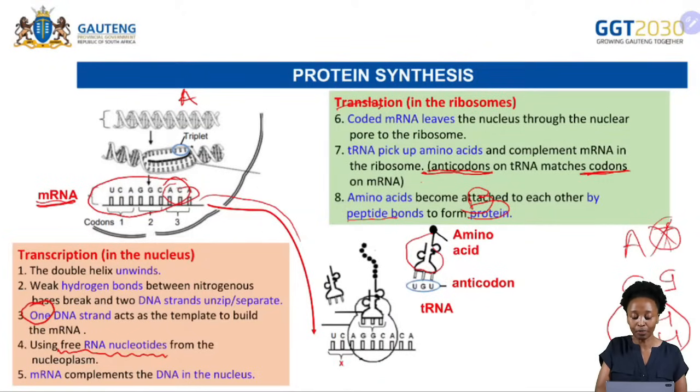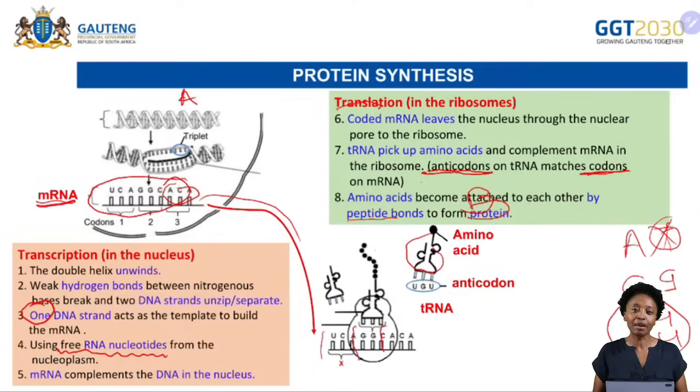Then we have the amino acid brought here, the first amino acid, and then the second amino acid, and then the third amino acid, and together they are going to be joined by bonds and we'll have a protein at the end. So with this section, remember you will get a question like this, a diagram, or you get a table. Usually when you are given a table, you are given the triplets of the DNA and the name of the amino acid, and then the diagram like this.